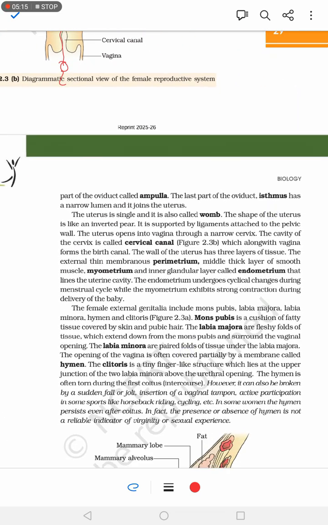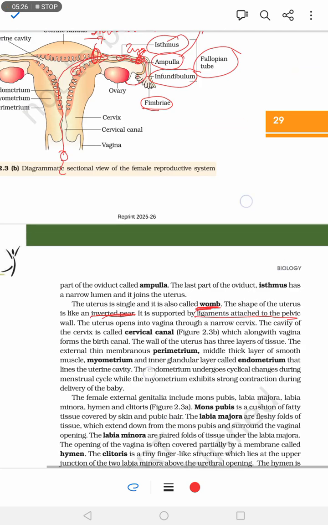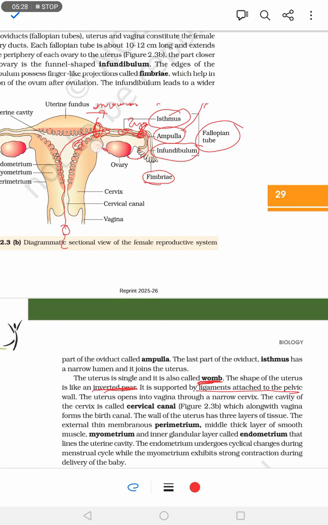And the uterus is single, and the uterus is the one which is called the womb in layman terms. The shape of the uterus is an inverted pear, and there are many ligaments attached to the pelvic wall. Like here you can see, this is the ligament that is connecting the ovary to the uterus, known as the ovarian ligament.